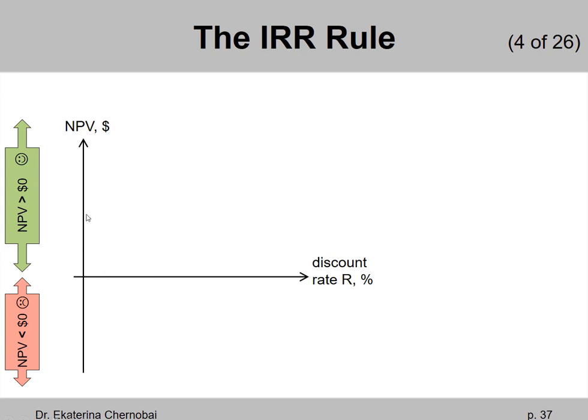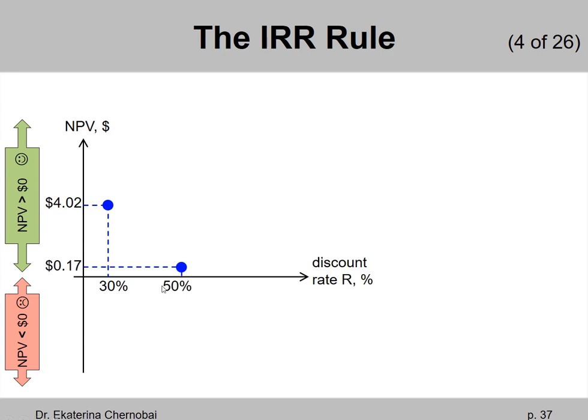So above the horizontal axis, the net present value is above $0. That's a good thing. That's when we say the project should be accepted. But if we are below the horizontal axis, that's where the net present value is below $0, and that's when we say reject the project. So when we tried the 30% discount rate, the net present value was $4.02. That's above 0, and we plot this point above the horizontal axis.